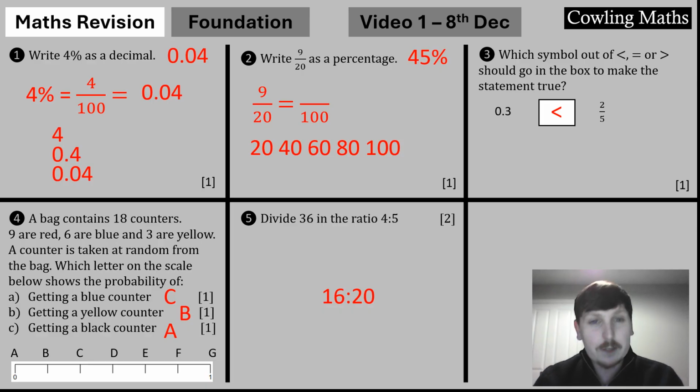That means I need to times the numerator by 5. So 9 times 5 makes 45. I can see that's 45 out of 100. Therefore, as a percentage, it's just 45%.